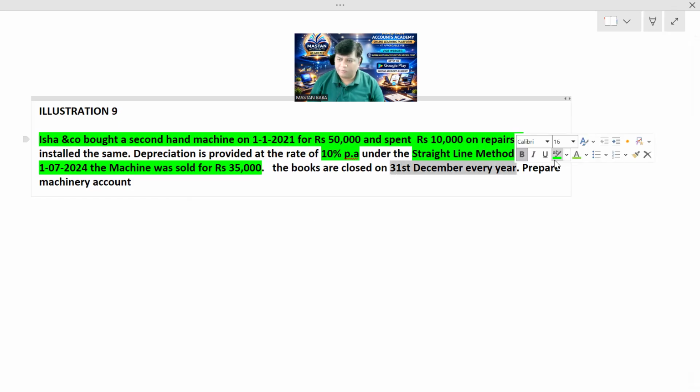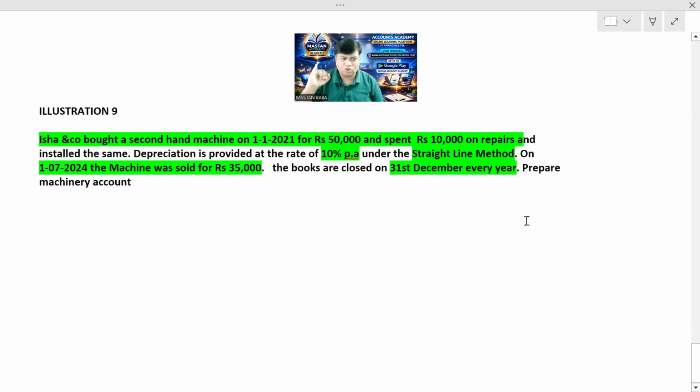So what are the key points to remember? On 1/1/21, they bought the machinery for 60,000, that is 50,000 plus 10,000, and depreciation is at the rate of 10% under straight line method. On which date was it sold? On 1st July 2024, after the years 21, 22, 23. In the year 2024, you have to take a pause and calculate either a profit or loss only for the utilized period, not for the full year.